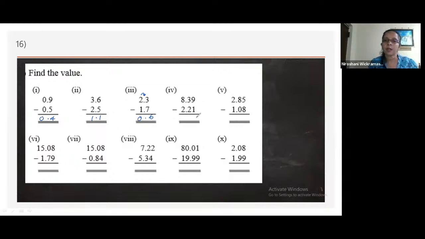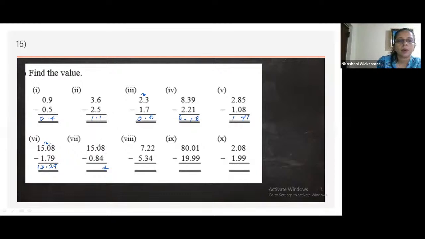9 subtract 1, 8. 3 subtract 2, 1. 8 subtract 2, 6. 15 subtract 8, that is 7. 7 subtract 0, 7. 2 subtract 1, 1. Oh, 18, you can't subtract 0, 8, 9, so you have to borrow 1 to here. 10, then borrow 1 to here. 18 subtract 9, 9. 9 subtract 7, 2. And 4 subtract 1, 3. 13.29.